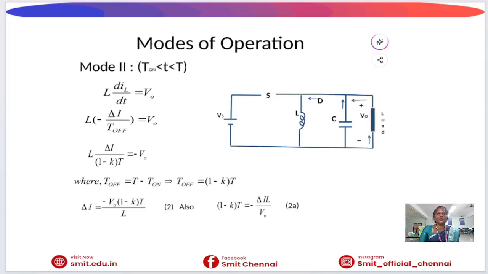During mode 2, the switch is turned off. The inductor opposes the sudden decrease in current and reverses its polarity. This forward biases the diode, allowing current to flow to the load. The energy stored in the magnetic field of the inductor is now transferred to the capacitor and load. The inductor current decreases linearly during this interval.